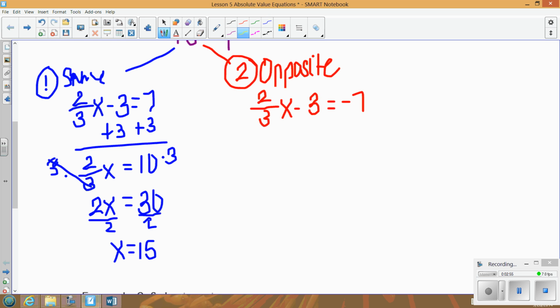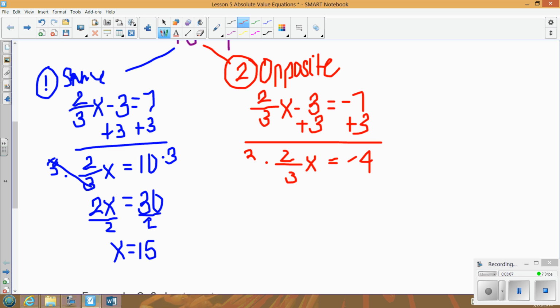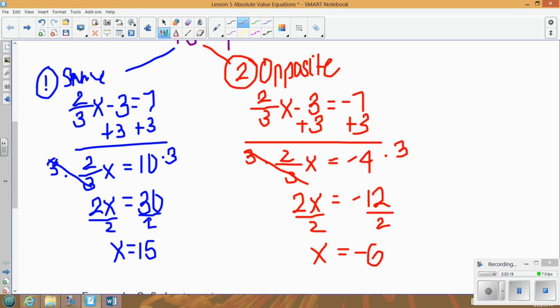Then we do the same thing on the right here. So add 3 to both sides. We get 2/3 x equals -4. Again, get rid of the fraction by multiplying by the denominator, so the 3's are gone. We get 2x equals -12. Divide everything by 2, and we get x equals -6.